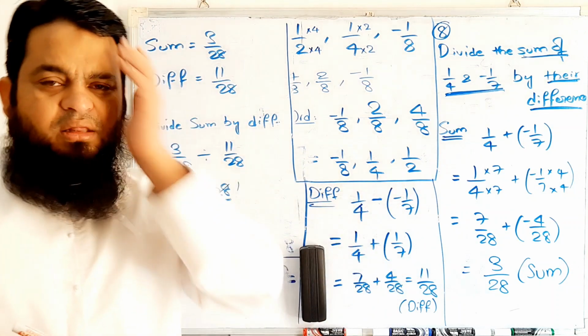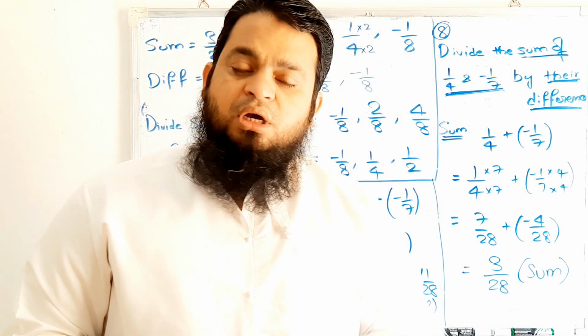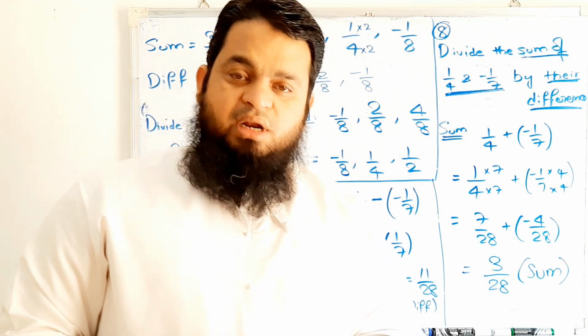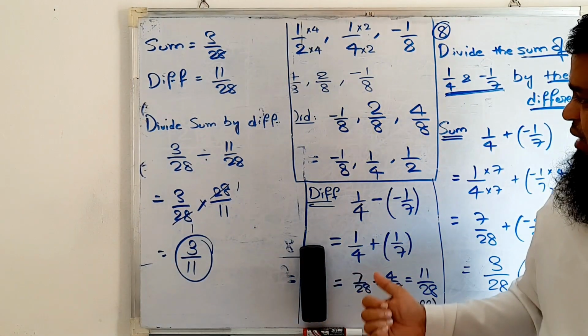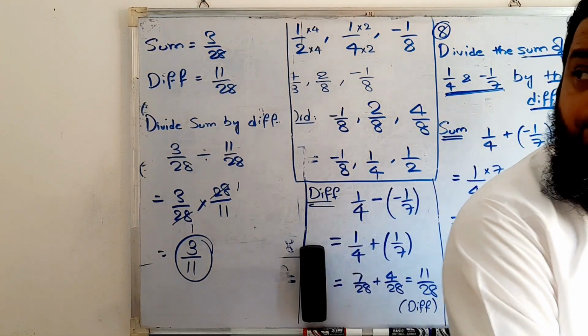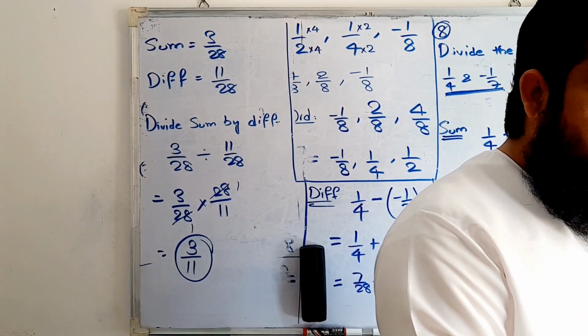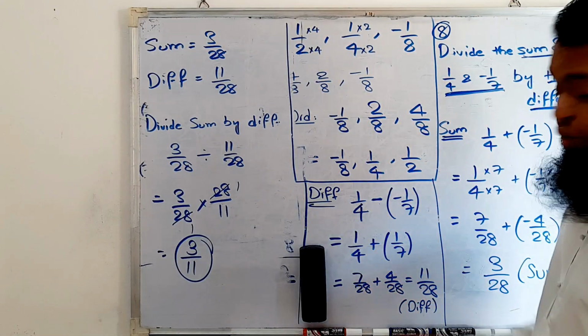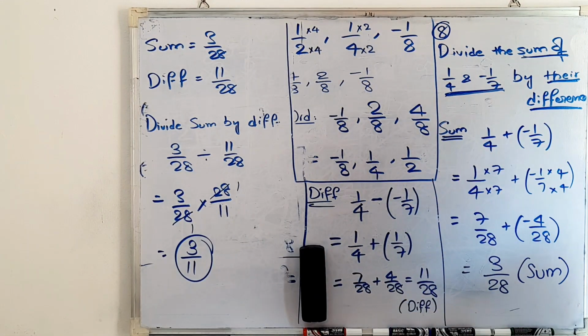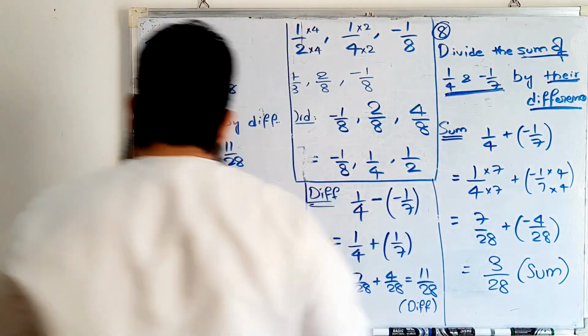And in the quiz which I am going to post, 3 by 11 is given as an option. So those who want to copy, please copy. You can pause and even copy it. Okay, let's go for the next problem.